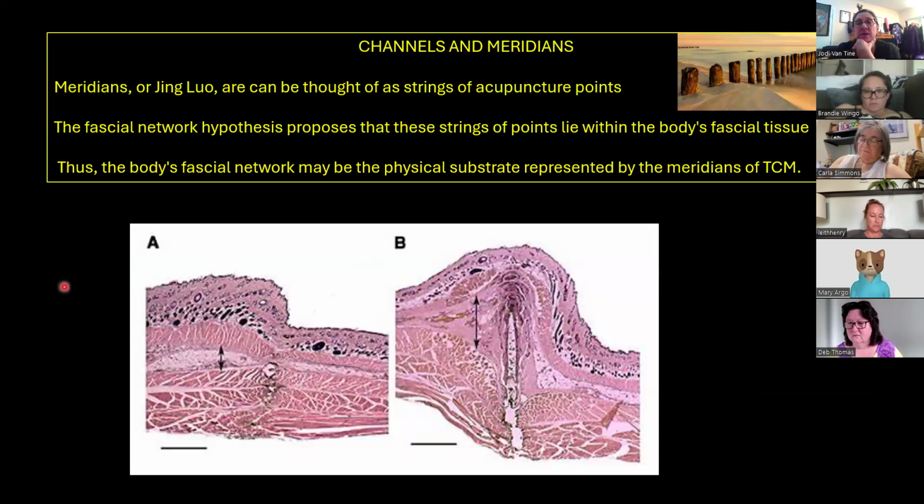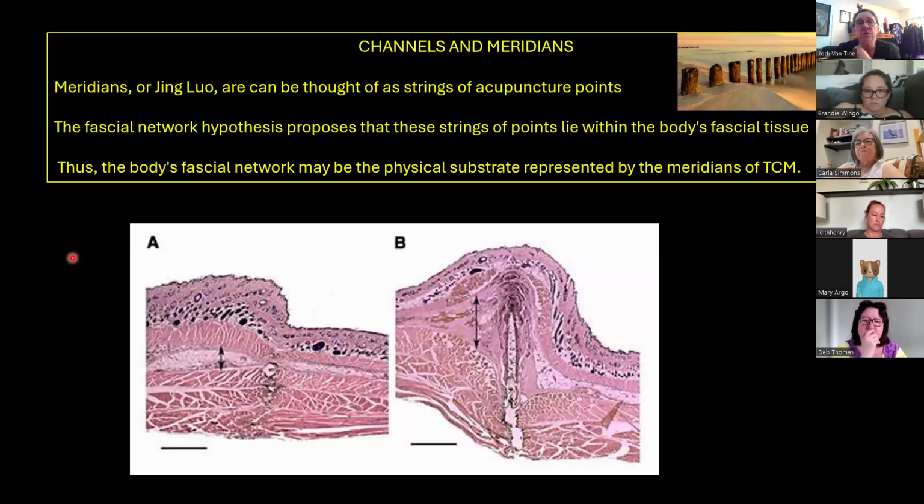So the fascial network is what's thought to be the explanation for the acupuncture channels. So the channels and meridians, also called Jing-Lo, are strings of acupuncture points, and we'll go over those next. And they are all connected and thought to be in the fascial network. The body's fascial network, again, is the physical substrate that is represented by the meridians or the channels.